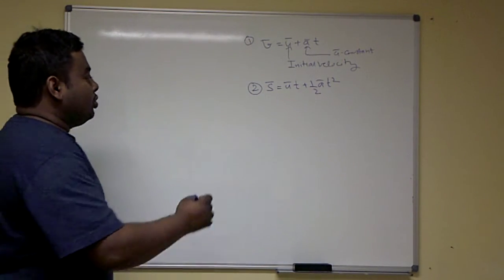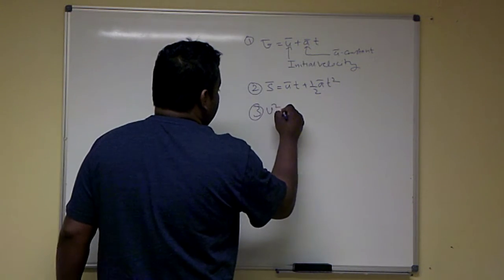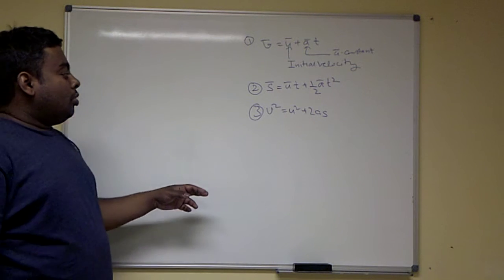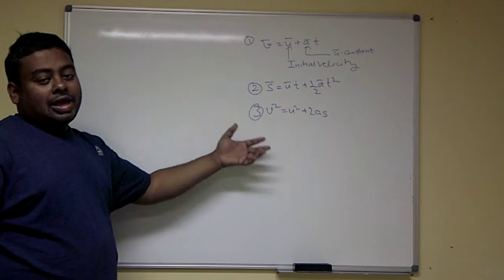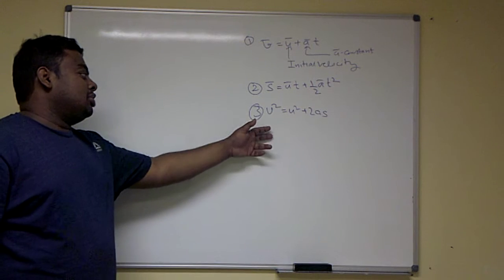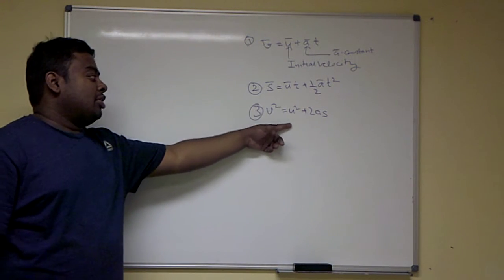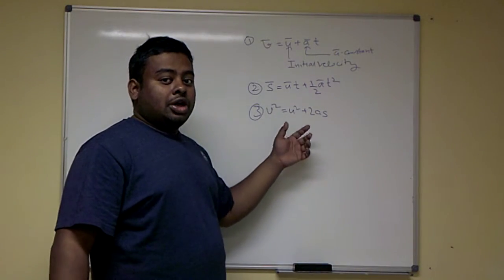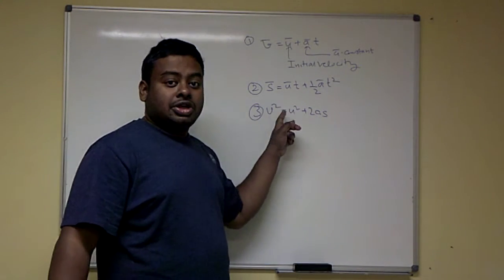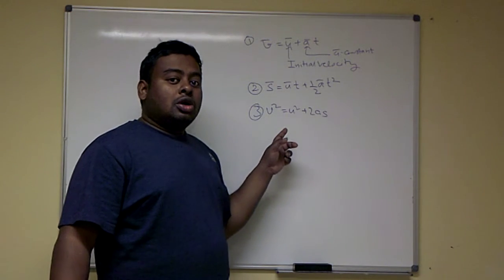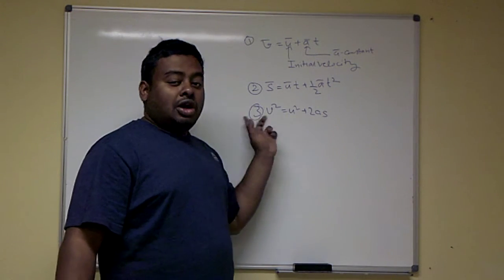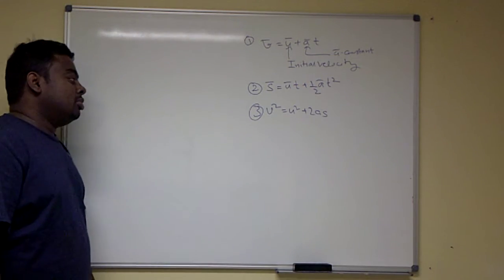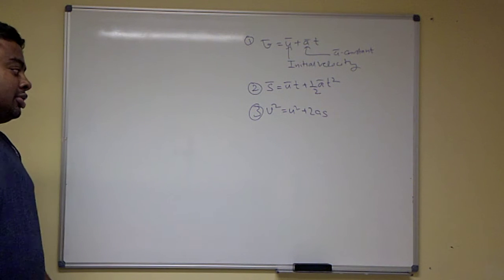The third equation of motion we wrote as v squared equals u squared plus 2as, where there is no time term. We said this is a scalar analog of the third equation of motion, where v is the final velocity, u is the initial velocity, a is the acceleration which the body experiences while going from its initial velocity u to velocity v, and it travels a distance of s, a displacement of s, in doing so.